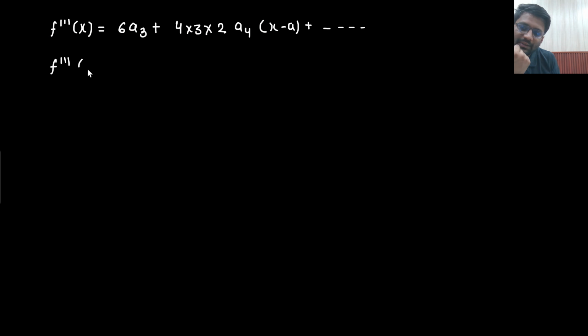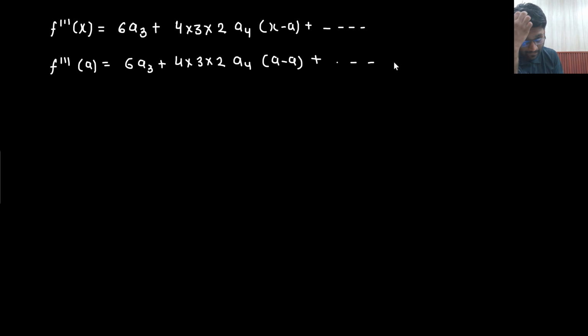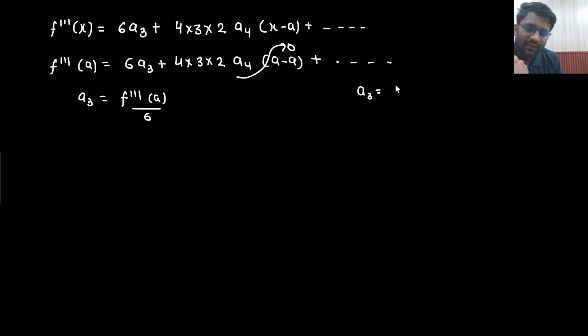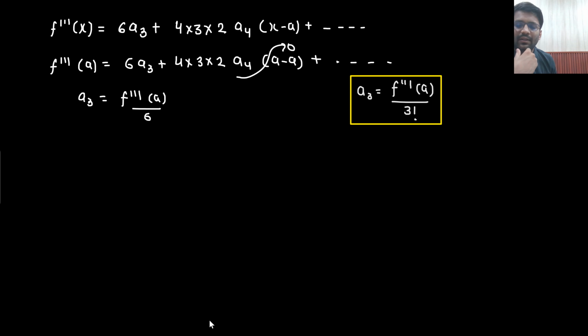So for f triple dash, in place of x you will put a. So 6a3, and this is 4 into 3 into 2 into a4 into x minus a, although it will come out to be 0 only. So this term will come out to be 0 only. So what are you getting? a3 I am getting as f triple dash a divided by 6, or I can say a3 is nothing but f triple dash a divided by 3 factorial. What will be 3 factorial? 3 factorial will be nothing but 3 into 2. Understandable?